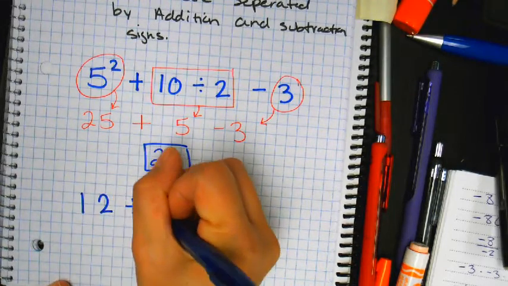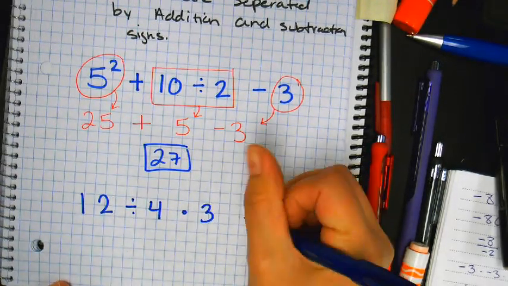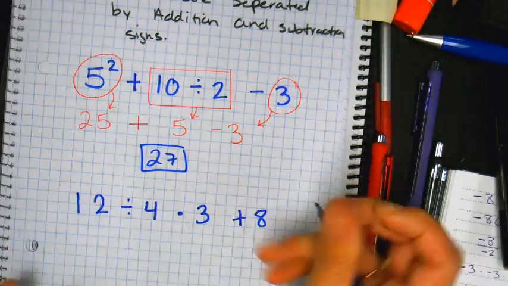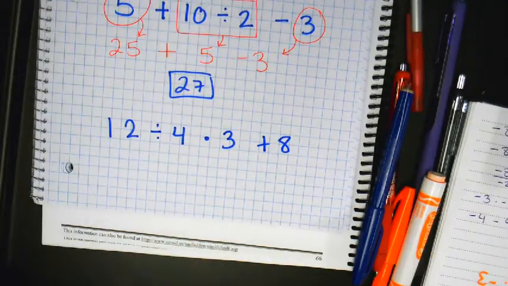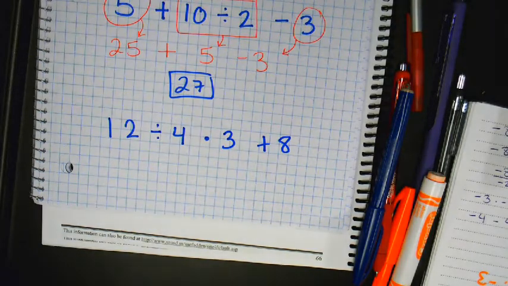12 divided by 4 times 3 plus 8. Write this down, please.